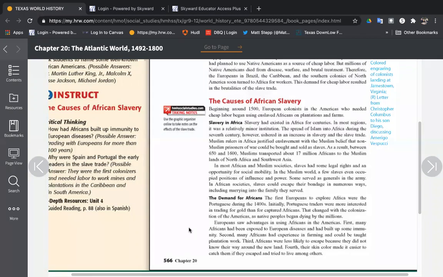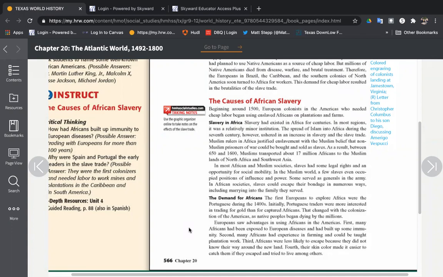Third, Africans were less likely to escape because they did not know their way around this new land. Travel across the ocean for 4 months, get to the Americas, whether you're on an island, in the colonies, or in South America, it looks nothing like Africa, okay? And you've been disoriented for 4 months, split away from your family, with nobody to tie yourself to.